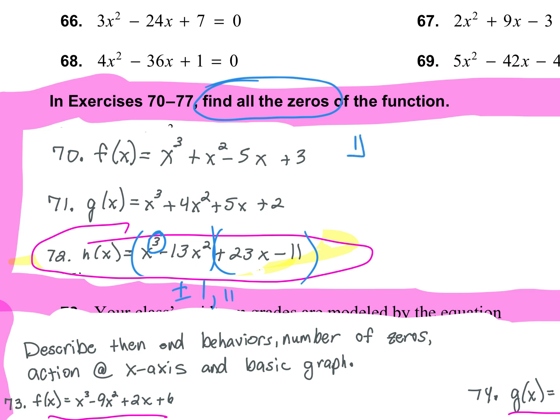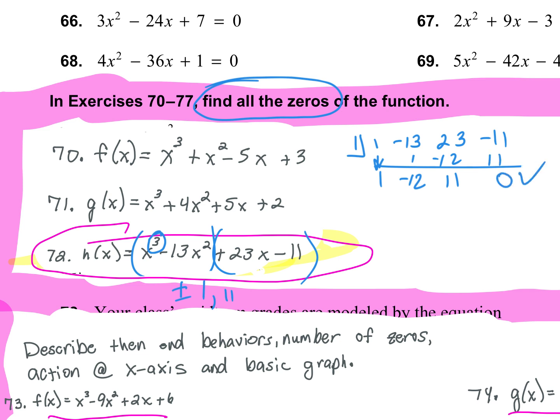So I'm going to try 1. Remember, every exponent needs to be accounted for. So I have 1, negative 13, 23, and negative 11, right? Bring down your 1. 1 times 1 is 1. Negative 13 and 1 is negative 12. Negative 12 times 1 is negative 12. What's 23 minus 12? What's 11 times? Oh, man. We lucked out here, didn't we?